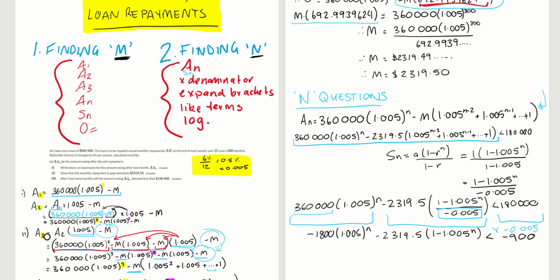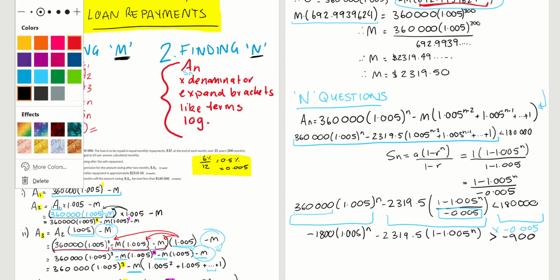Now, I have multiplied by a negative number, which is going to flip my inequality. Okay, so I have now multiplied out my denominator as per this step here. The next step said to expand my brackets. The brackets we are expanding is just going to be this one here.